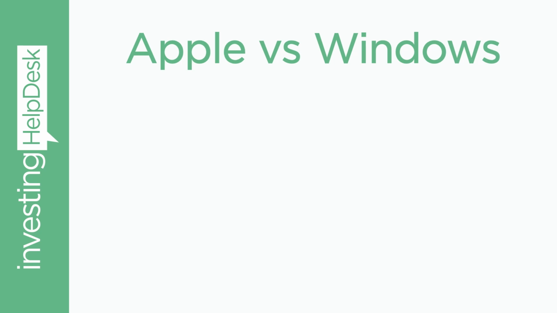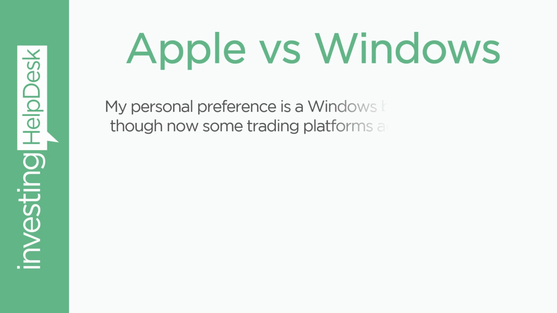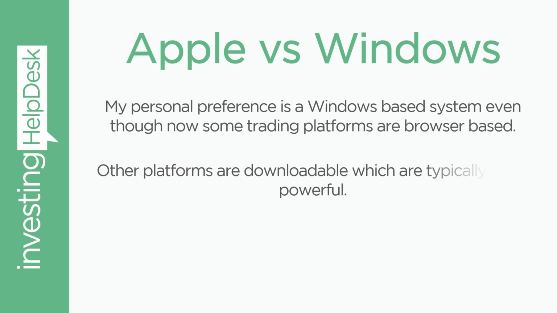So when it comes to Apple versus Windows, everybody's always wondering, should I get an Apple machine? Should I get a Windows machine? My personal preference is a Windows-based system, even though now some trading platforms are browser-based, meaning you don't need to install software. You can just trade right off of the browser. Now, other platforms are downloadable, which are typically more powerful. So there are some systems, some software that you can install for trading.